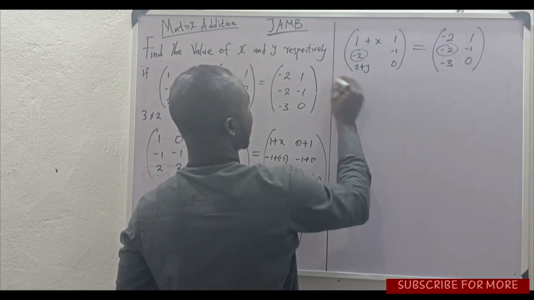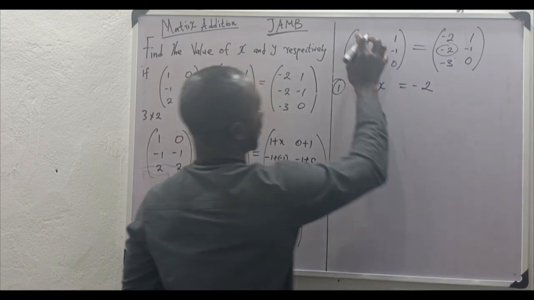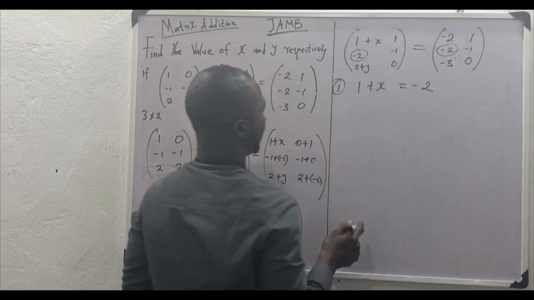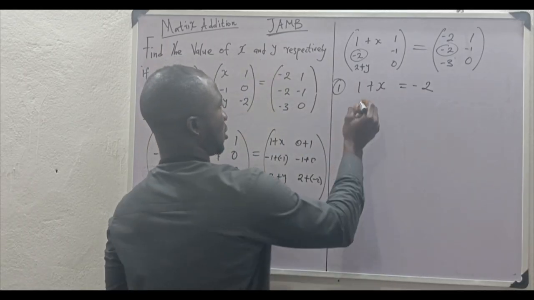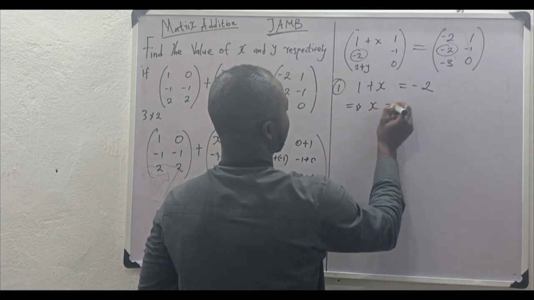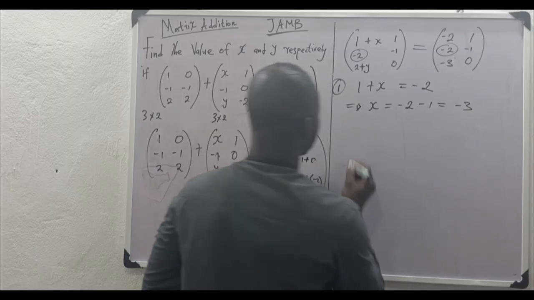That is, 1 plus x is equal to minus 2. We are equating this element and this element. And from here, if we subtract 1 from both sides of the equation, we have that x is equal to minus 2 minus 1, which is minus 3.